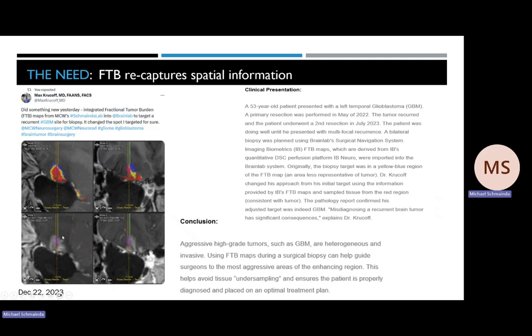So obviously, if you see here the region of enhancement, the surgeon could think that if they grab anywhere that's in the enhancement, they're going to capture a good representative sample. But the spatial information that FTB maps provide obviously can direct you to the regions of red, which corresponds to more aggressive, highly vascular tumor.